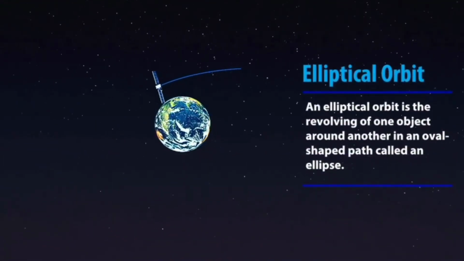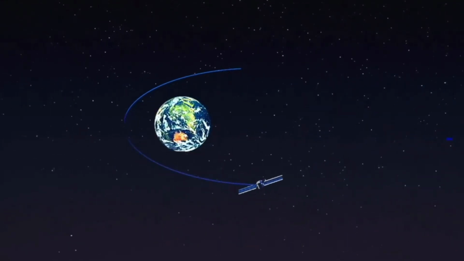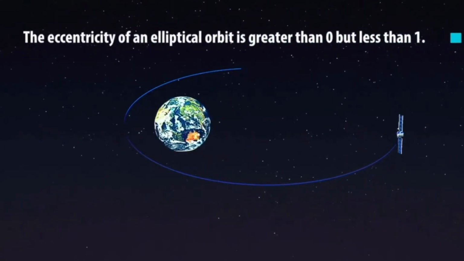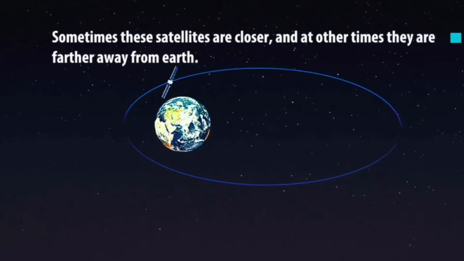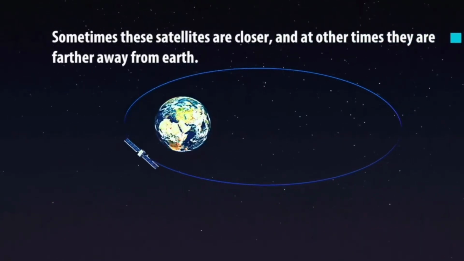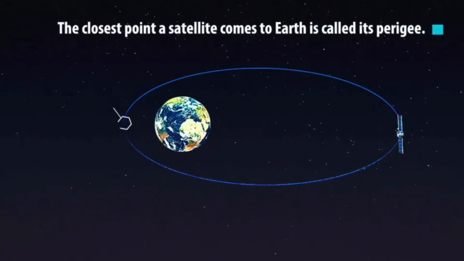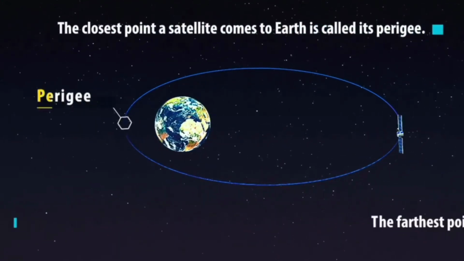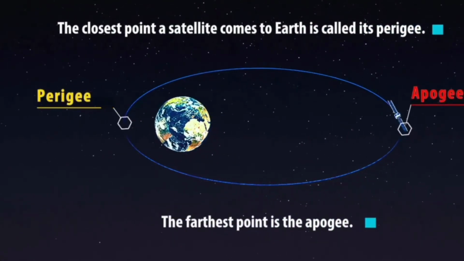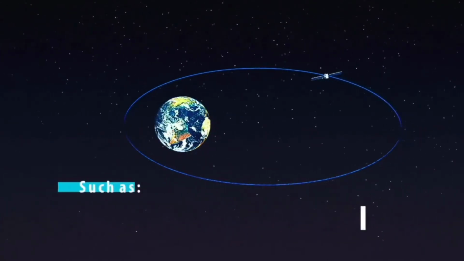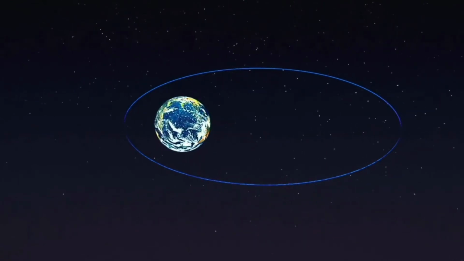Elliptical orbit. The elliptical orbit is the revolving of one body around another in an oval path. The eccentricity of the elliptical orbit is greater than 0. Sometimes the satellite is closer, and at other times it is far away from the Earth. The closest point of the satellite to the Earth is called perigee. The farthest point is the apogee. An example is the highly elliptical orbit.